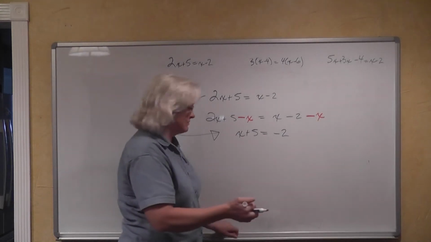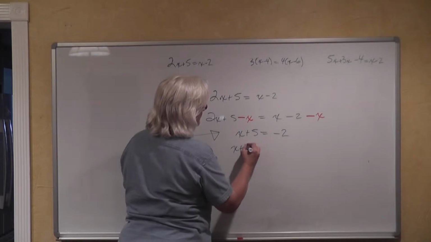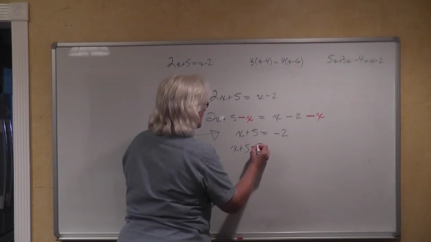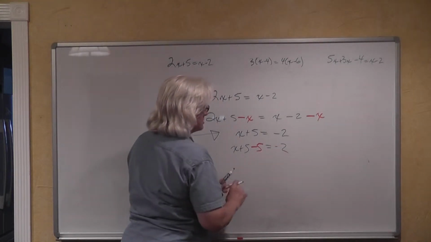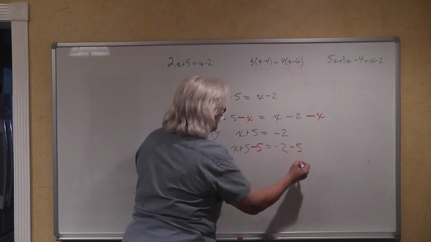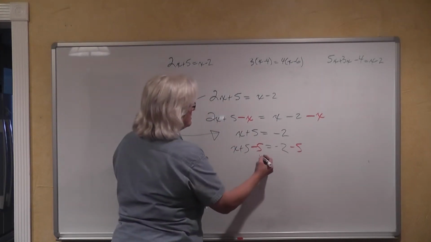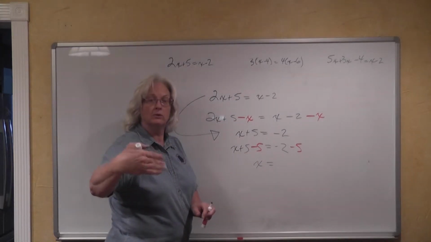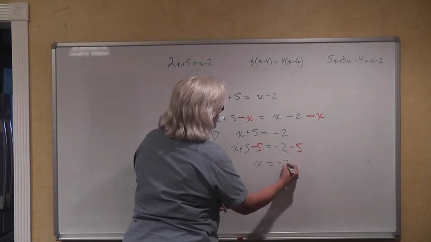So what is the inverse of addition? Subtraction is the inverse of addition. So we have x plus 5. We're going to subtract that 5 from both sides of the equation this way. And what do we get? x plus 5 minus 5 is x plus 0, which is x. Minus 2 minus another 5 gives us minus 7.